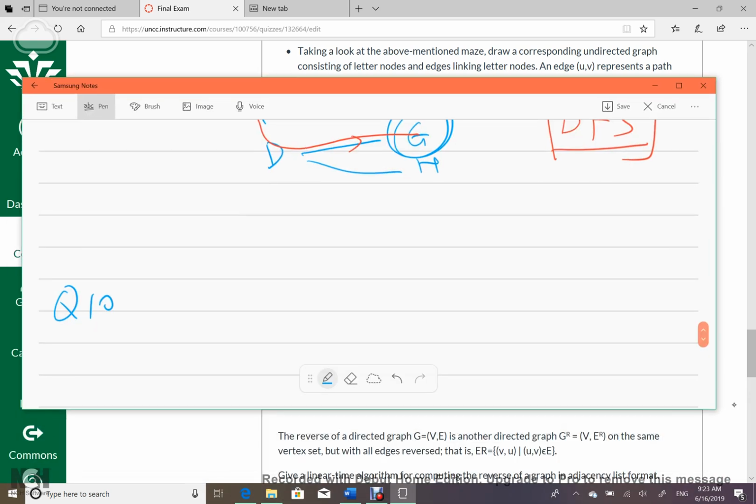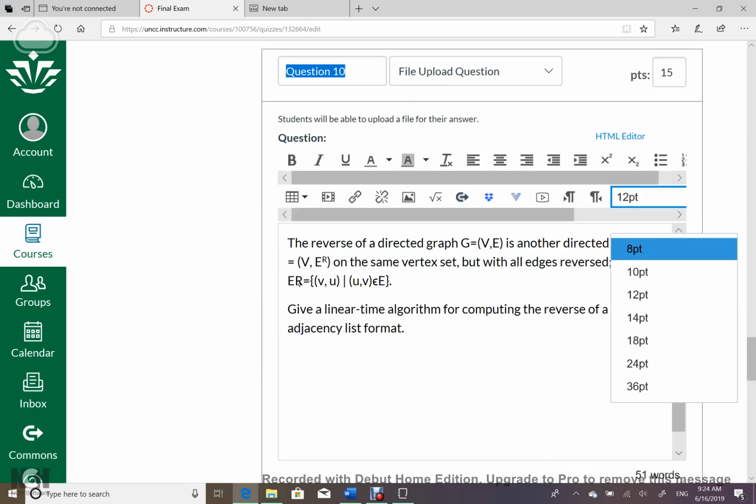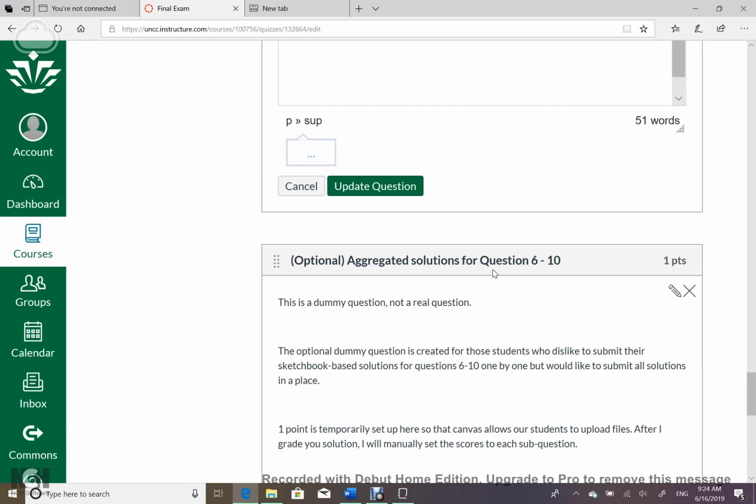And for question 10, the reverse of a directed graph G = (V, E) is another directed graph G^R = (V, E^R) on the same vertex set, but with all the edges reversed. That is, E^R = {(v, u) : (u, v) belongs to E}, right? So let's see here. This one, we should have this. This will be perfect. Okay.